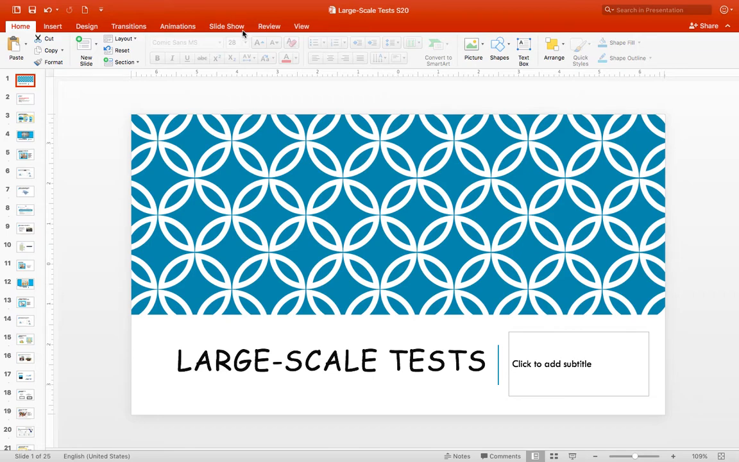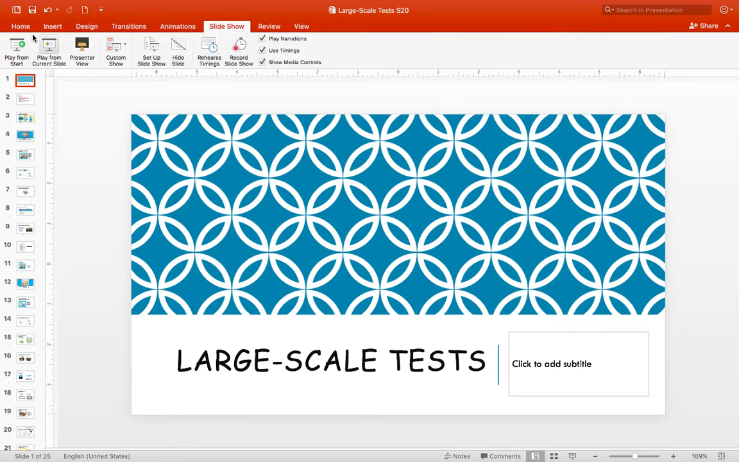The purpose of this presentation is to give you an overview of large-scale testing. So when we speak about large-scale tests, there are two main types of grading that we'll cover today, and that would be norm referenced and criterion referenced.